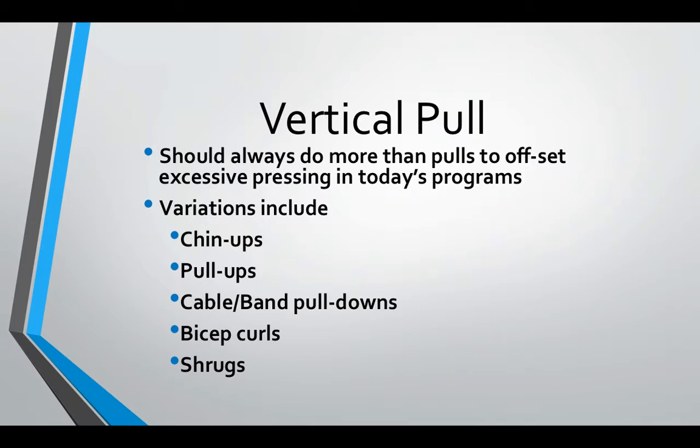Vertical pull variations are chin-ups, pull-ups, that's just changing of the hands facing or turning away. Alternating the hand grip, one hand forward, one hand away. Cable pull-downs, single band pull-downs, bicep curls, shrugs. Shrugs with barbell, shrugs with dumbbell, shrugs with a hex bar. Just simply changing the angle in which you're holding or pushing the weight can change the types of muscles that are recruited for that movement.